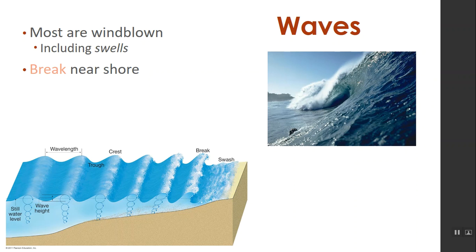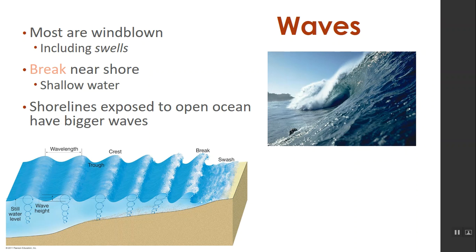You can see on the diagram in the lower left, you have a wavelength that gets compressed as it gets near shore, which is very similar to what we saw when we talked about tsunamis, but obviously this is a much smaller scale. As that wave gets compressed near shore, it will break on the coast in shallower water, right? We can see here as that wave height gets compressed, the wavelength gets compressed, and then it will break near shore. And so shorelines exposed to open ocean have bigger waves.